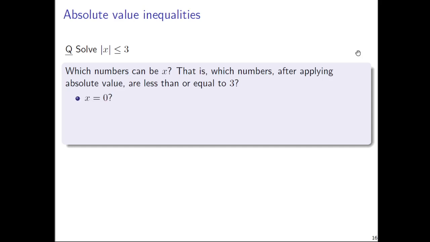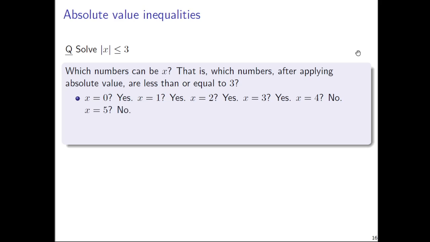So could x be 0? Sure. You plug in x is 0. You have absolute value of 0 on the left side, which simplifies to 0, and that would be less than or equal to 3. Okay, could x be 1? Yeah. Could x be 2? Yes. Could x be 3? Yeah. Now, what if you plug in x equals 4? Then the left side is absolute value of 4, which simplifies to 4. 4 less than or equal to 3? That's not true, so we'll say no. Similarly, x equals 5? That doesn't work either.